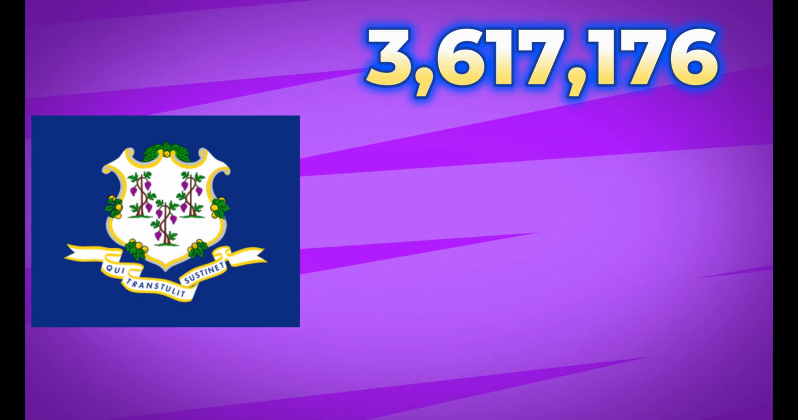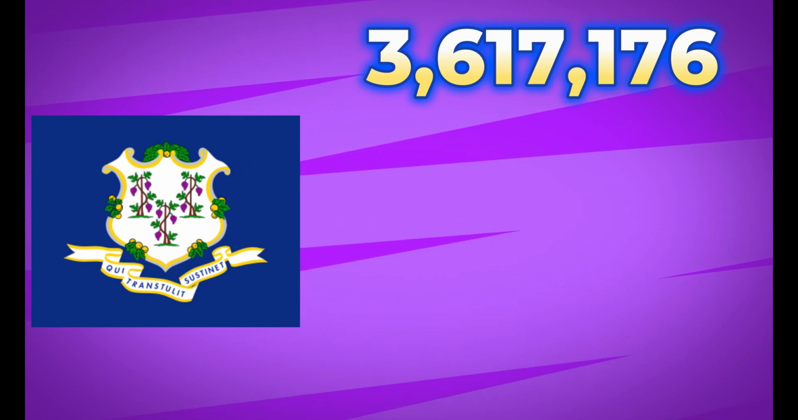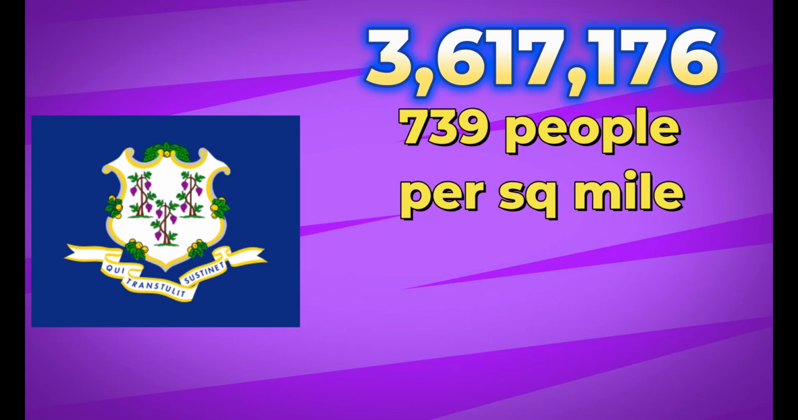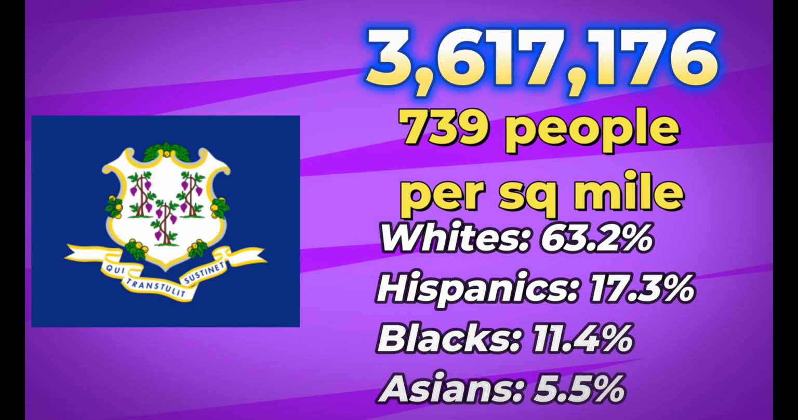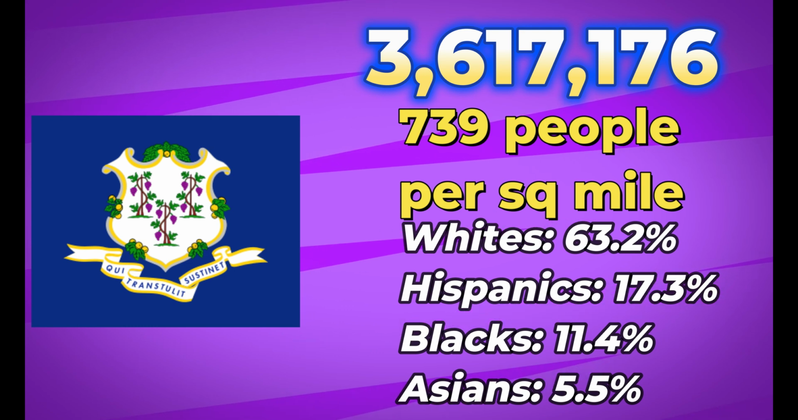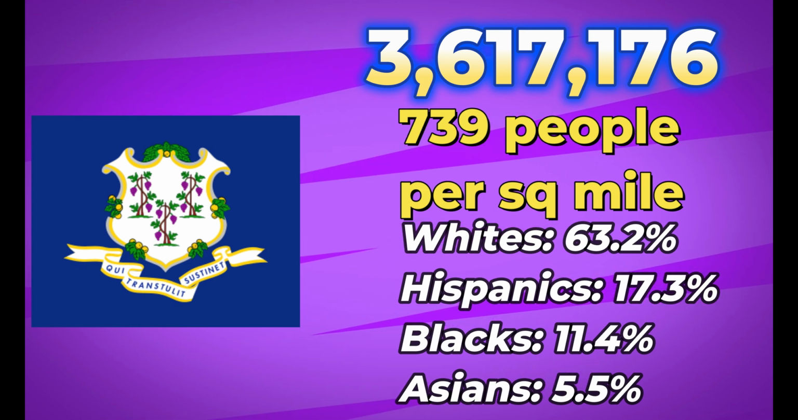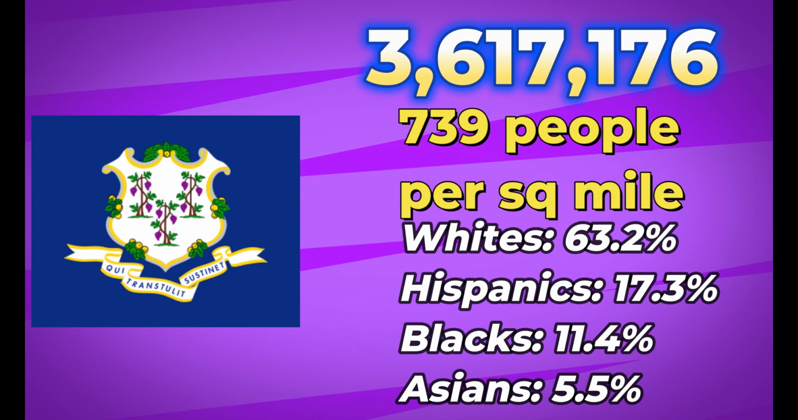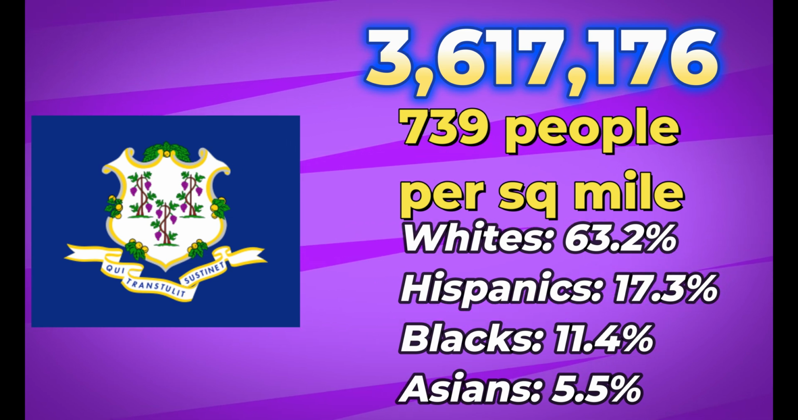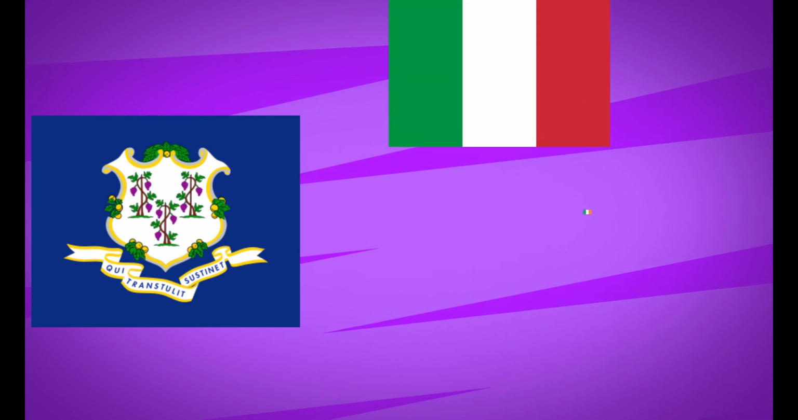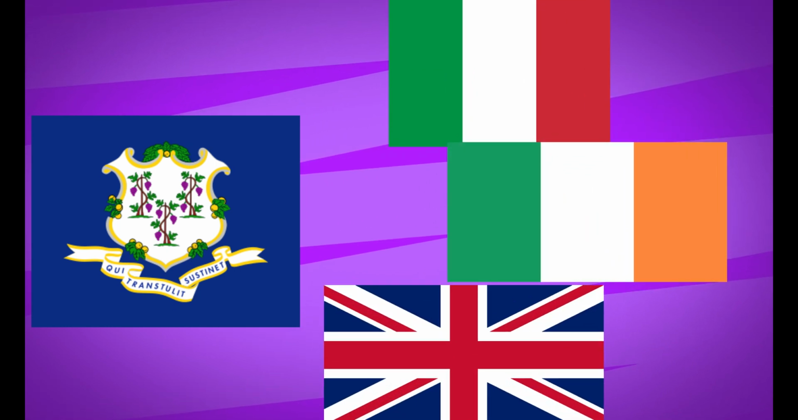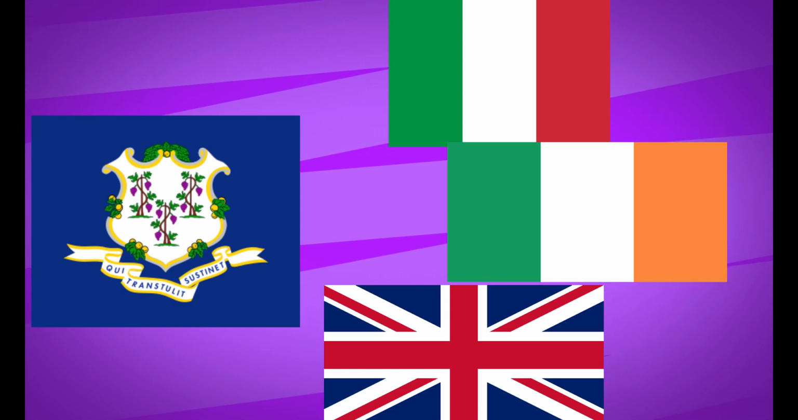Connecticut is ranked 29th in the nation for population with a little over 3.6 million residents. However, it's ranked 4th in population density at 739 people per square mile. Racially, the state has 63.2% white, with the largest minority groups being Hispanics at 17.3%, blacks at 11.4%, and Asians at 5.5%. Ethnically, white groups make up the highest percentages, with Italians, Irish, and English rounding out the top three at 19.3%, 10.7%, and 10.4% respectively.